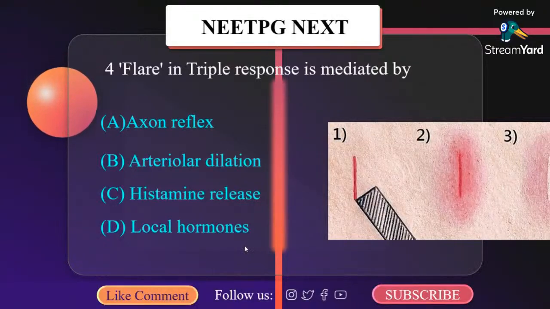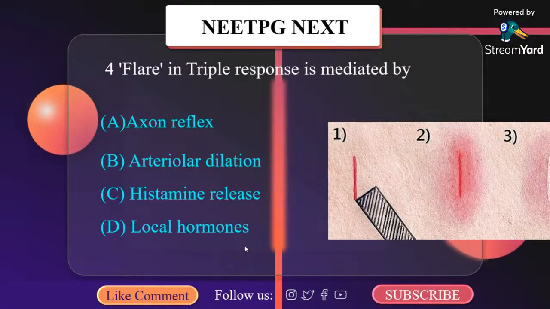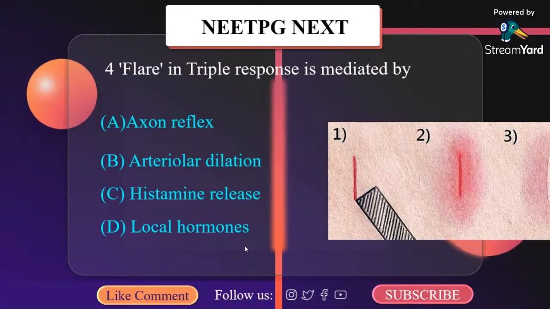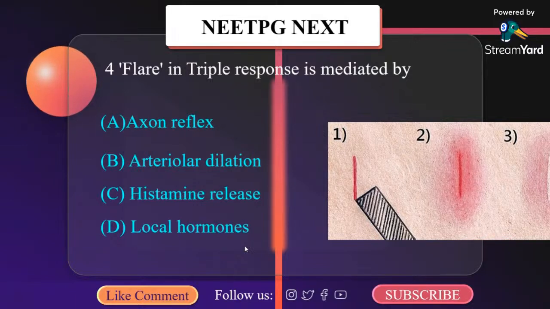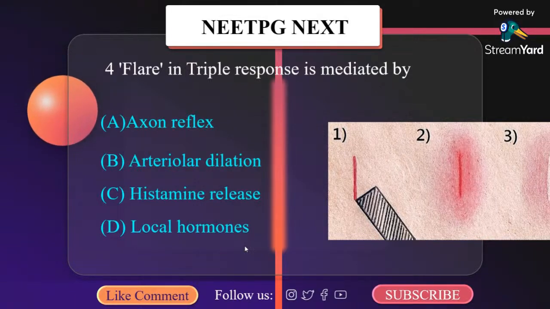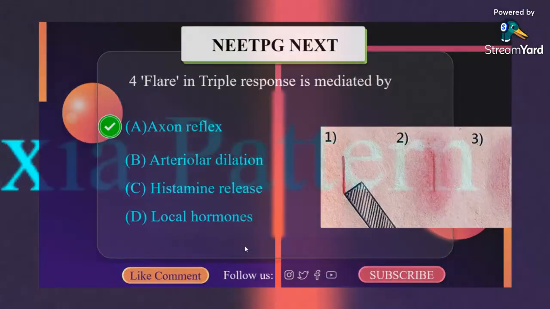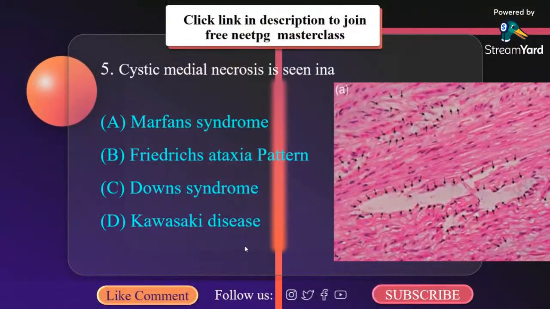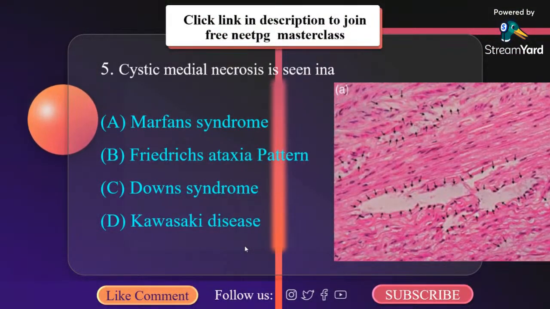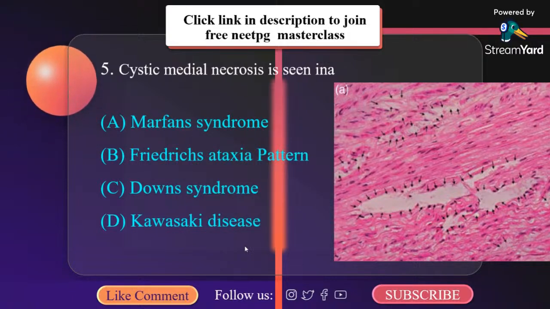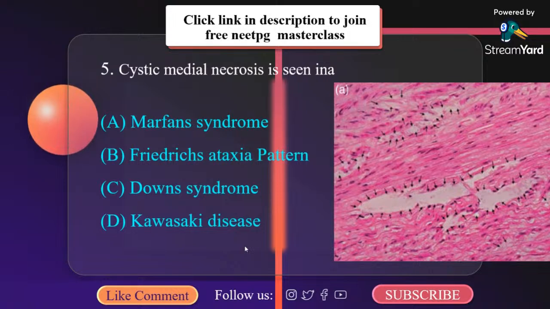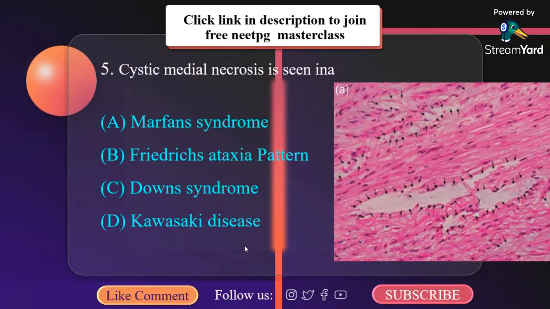Flare in triple response. From the image, you can see the triple response is mediated by A, axon reflex, B, arteriolar dilatation, C, histamine release, and D, local hormones. It is due to axon reflex. Cystic medial necrosis. You can see the black arrows. It is a cystic medial necrosis. It's seen in A, Marfan syndrome, B, Friedreich's ataxia, C, Down syndrome, D, Kawasaki syndrome.